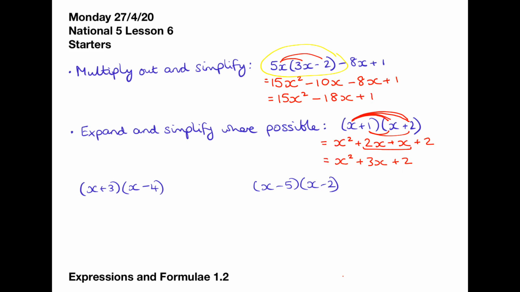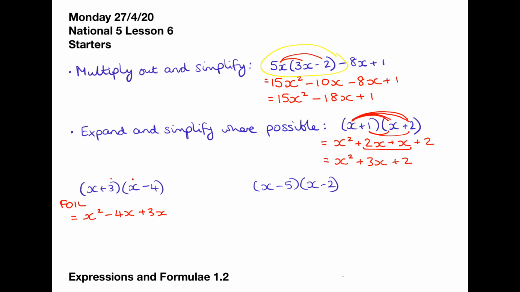Okay, next one. This time we'll use FOIL. Remember, that's firsts, outsides, insides, lasts. The first 2 things multiplied together, that's the x's. So x times x is x squared. The outsides are the ones that are furthest away from each other. So that gives us negative 4x. Then the insides are the 2 that are closest together. So that's these 2, and we've got plus 3x.